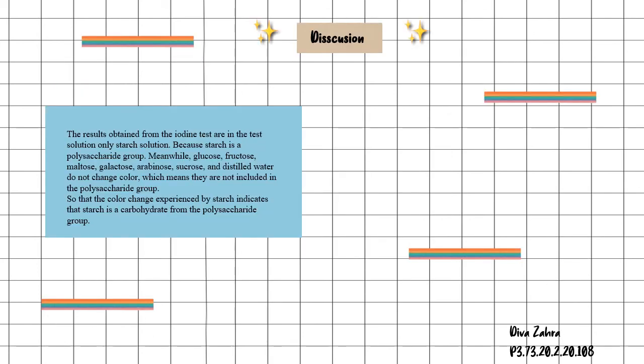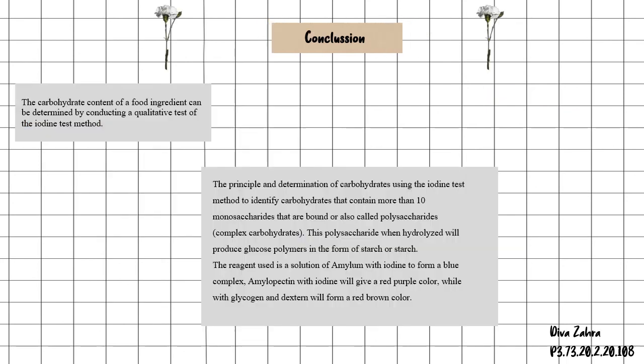And this is the discussion. The results obtained from the iodine test show that only the starch solution changed color, because starch is a polysaccharide. Meanwhile, glucose, fructose, maltose, galactose, arabinose, sucrose, and distilled water don't change color, which means they are not included in the polysaccharide group. So, the color change experienced by starch indicates that starch is a carbohydrate from the polysaccharide group.